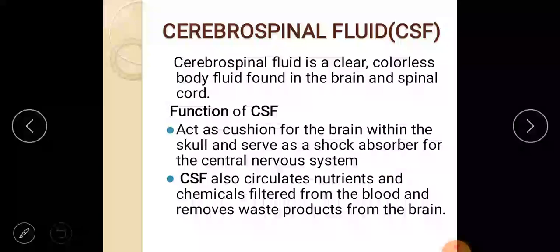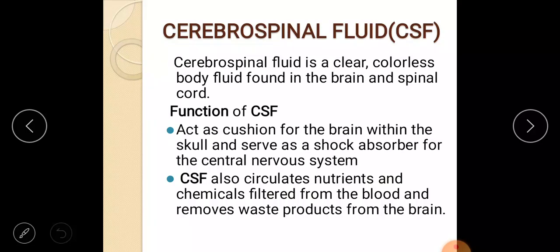Now, cerebrospinal fluid. What is this? When you studied about tissues, you came across the term tissue fluid, which later, when it starts flowing in closed channels, we call lymph. Here it is the same fluid, but we do not use the word tissue fluid for the brain or nervous system. So cerebrospinal fluid is a clear, colorless body fluid found in the spaces in the brain as well as the spinal cord.